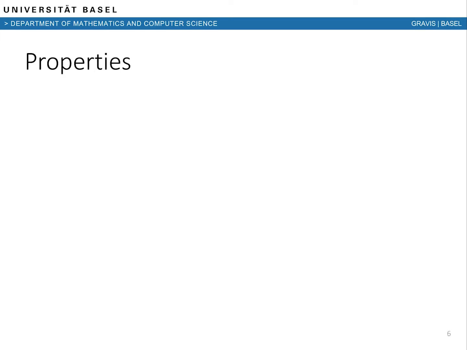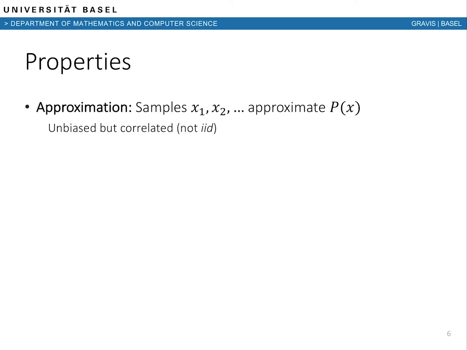Let's discuss a few properties of the Metropolis algorithm. The first one: it is an approximation method. The samples we actually generate with this algorithm approximate P in an unbiased way, but they are correlated. So we do not generate IID, identically independent distributed, samples.